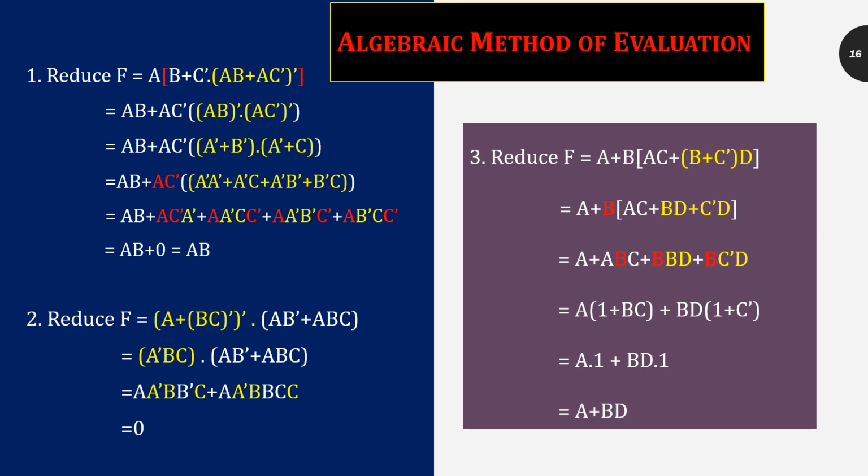When we consider the first two terms, A is common, so we take A into (1 plus BC). Then in the next two terms, BD is common, so we take BD into (1 plus C bar). 1 plus any term is 1, right? So A into 1 plus BD into 1. As you know, A into 1 is A. So A plus BD is the reduced expression of the given F.